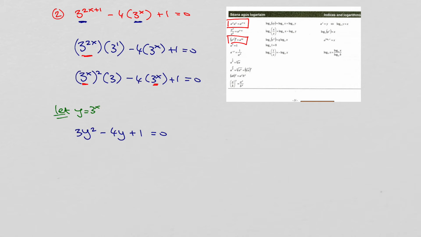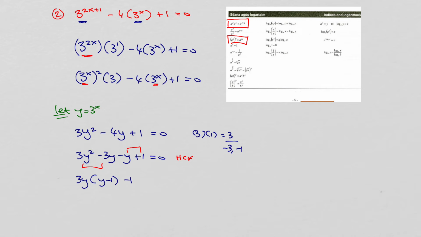And now again I have a quadratic. So I'm going to say, well, 3 times 1 is 3. So what are the factors of 3 that add to give me minus 4? So it must be minus 3 and minus 1. So if I replace minus 4y with those two factors, I have 3y squared minus 3y minus y plus 1 equals 0. Taking out the highest common factor between the first two and the second two, I have 3y, which leaves me with y minus 1. Minus 1 is common, which leaves me with y minus 1. And again, these two brackets are the same, so I take them out as the highest common factor, which is y minus 1 times 3y minus 1 equals 0.